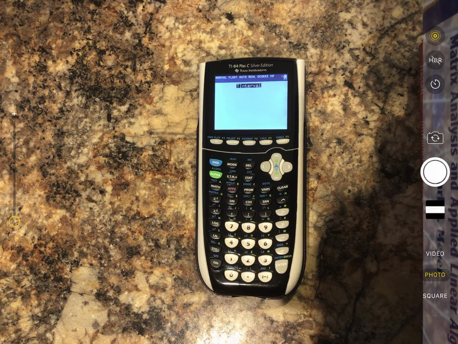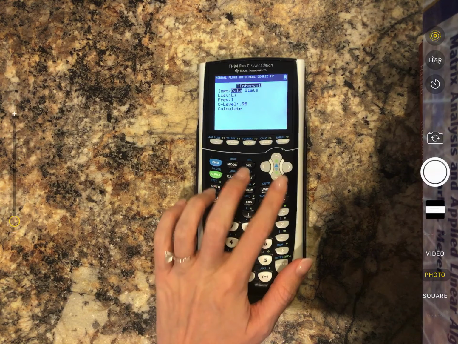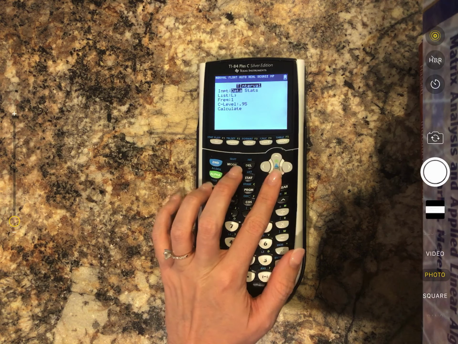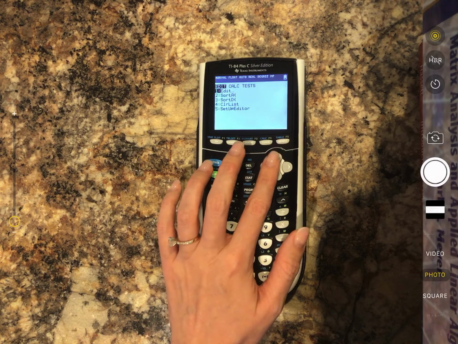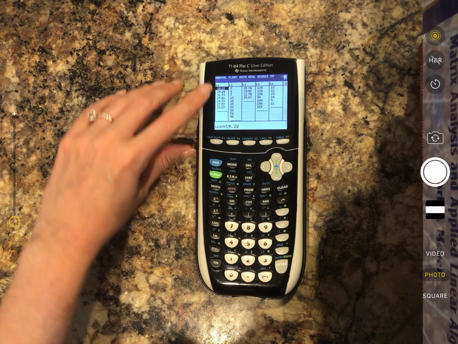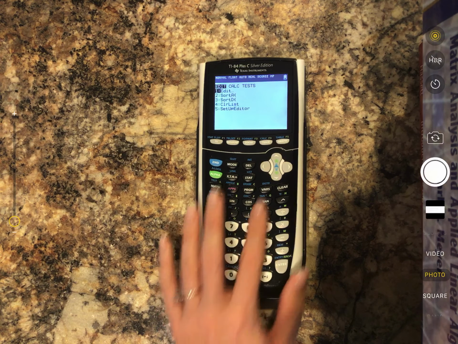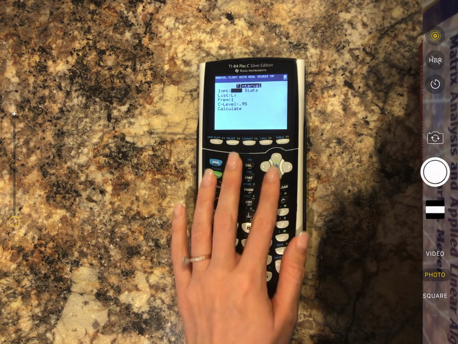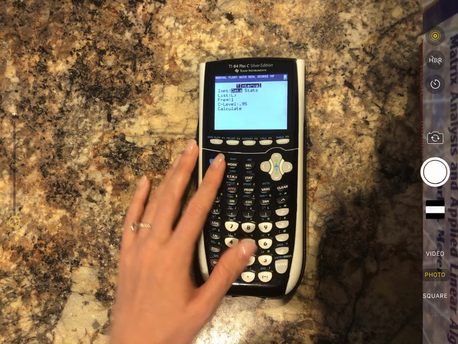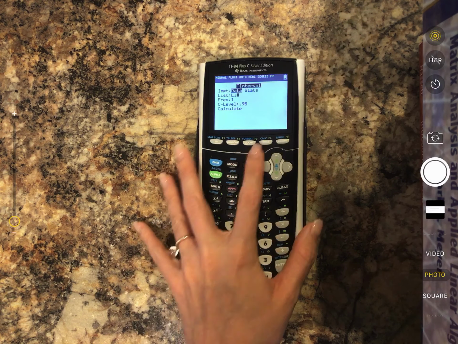So I'm going to go across to data. And it's going to ask what list of data I want to look at here. So in my case, I've put the list actually in list 1. I'll actually show you what I have done here. If I go to stat and edit, I have put my list in list 1. So now when I go into data, I want my list to be list 1.